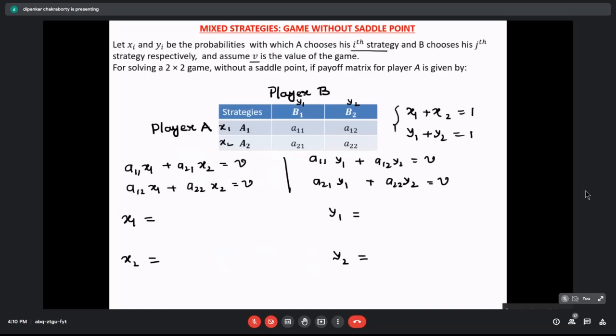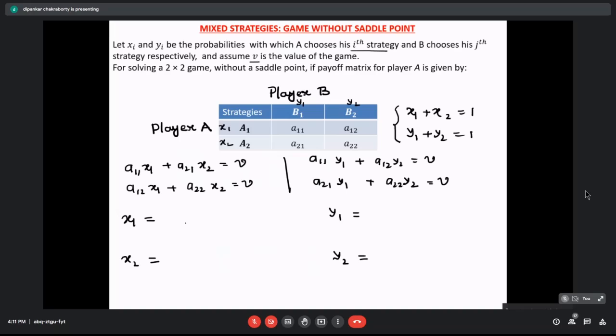You know that this always follows from the mixed strategy problem. If you remember the definition of the mixed strategy, they are always going to follow a distribution, so the sum of the probabilities must be 1. x1 plus x2 will be 1, and y1 plus y2 will also be 1. So x1, x2, y1, y2 will come in terms of v, and you are going to get that v by putting it in this equation.